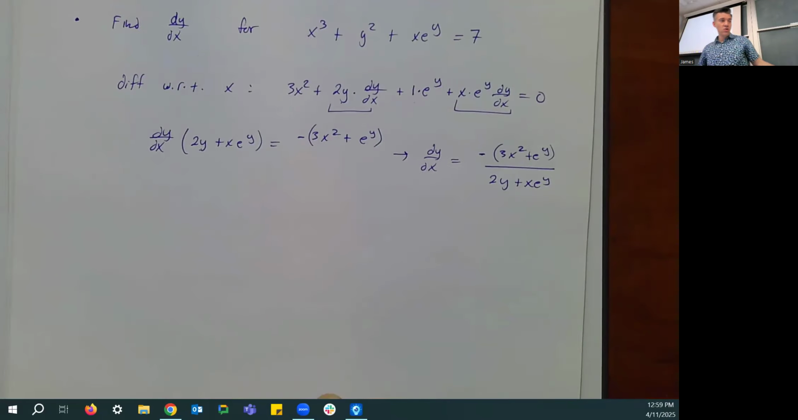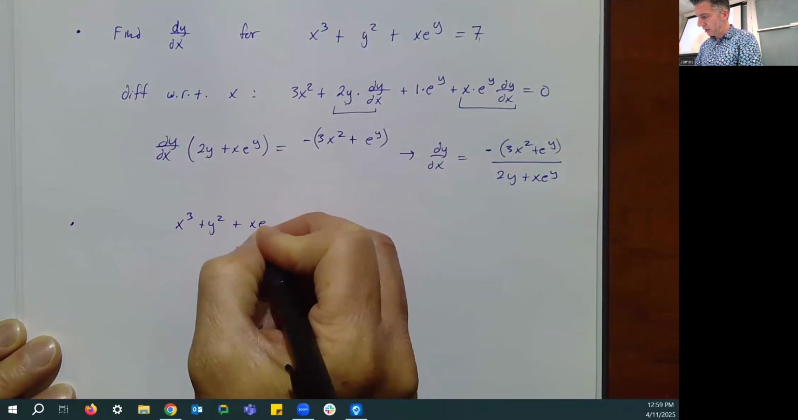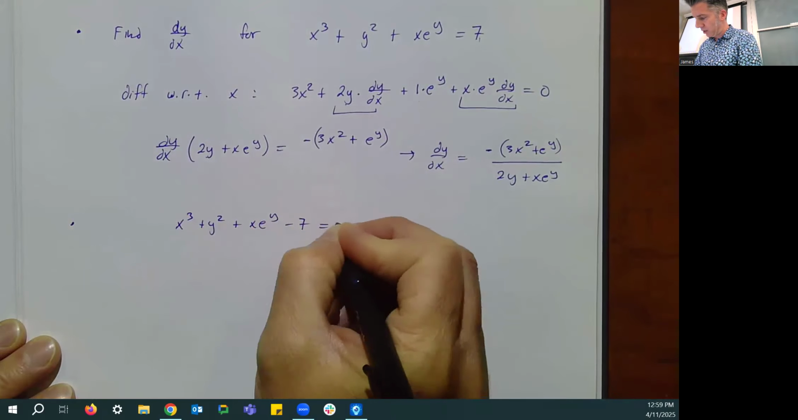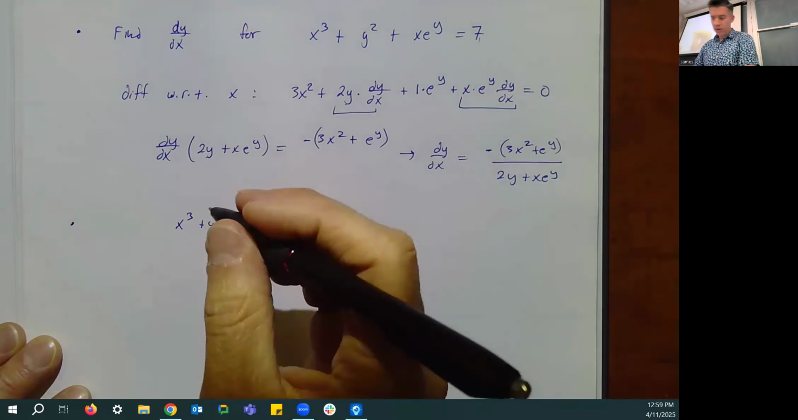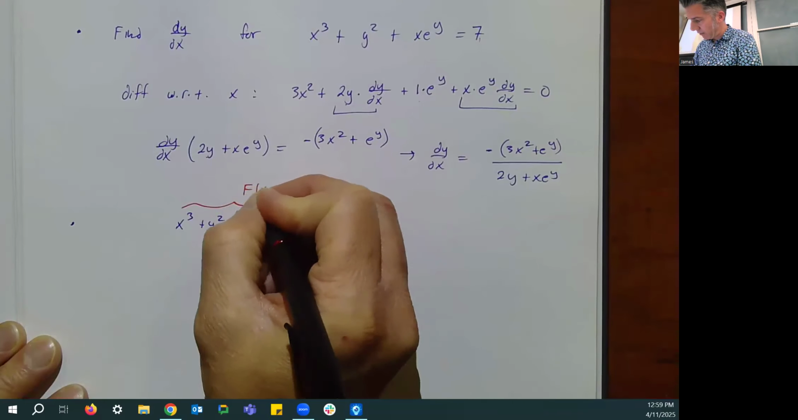But now, there's a new way of doing it. And the new way is the following. We set it always equal to 0, right? So what we're going to do is bring that negative over to the other side. We're going to say x cubed plus y squared plus x e to the y minus 7 equals 0. And we're going to call this entire left-hand side f of x comma y.